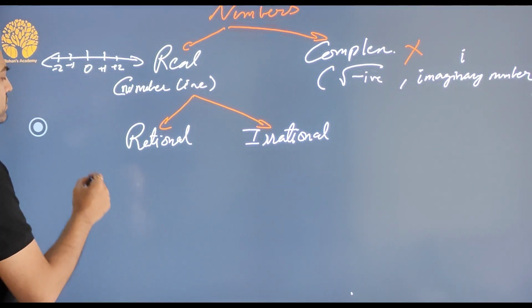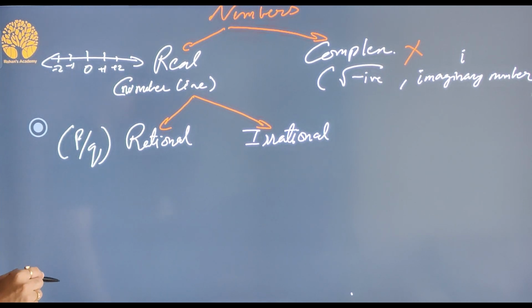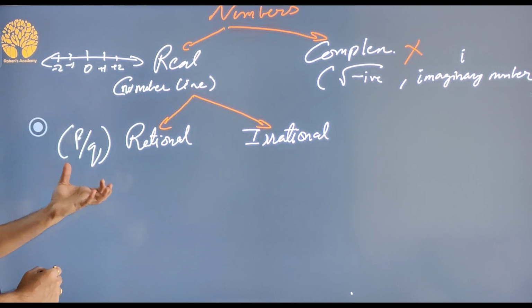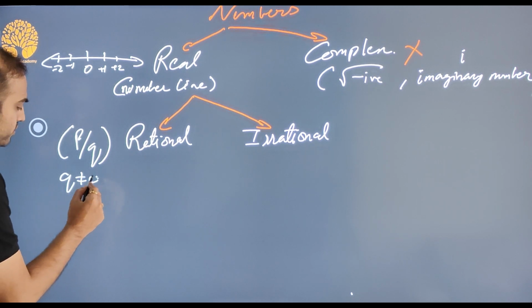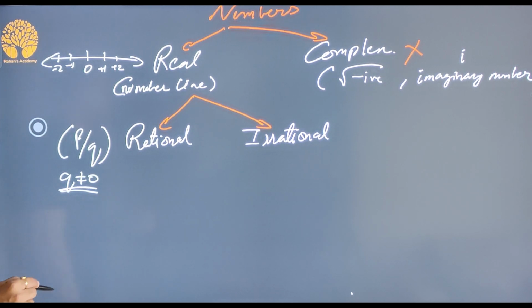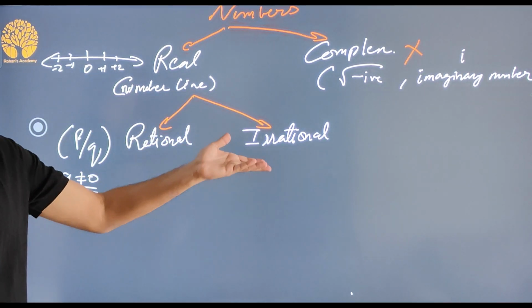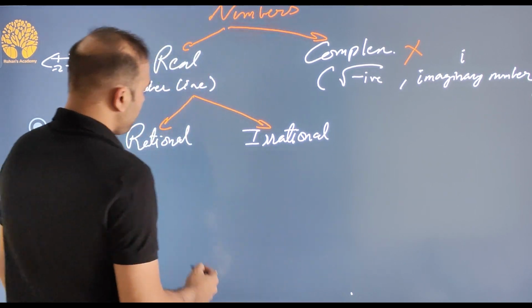Rational numbers are what? That can be written in P by Q form. A number divided by another number. Rational numbers are numbers that can be written in P by Q form. Obviously, Q is not 0. So what are irrational numbers? Simple, cannot be written in this form. We'll look at them a little later.